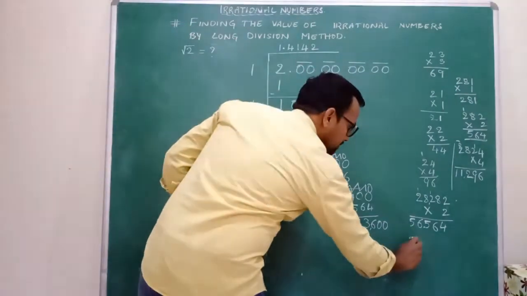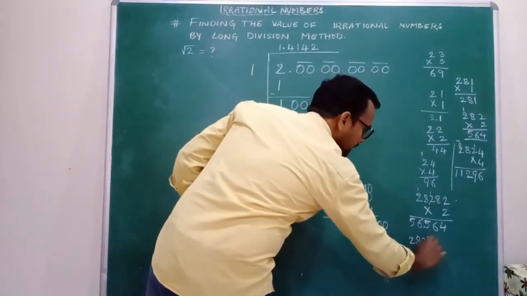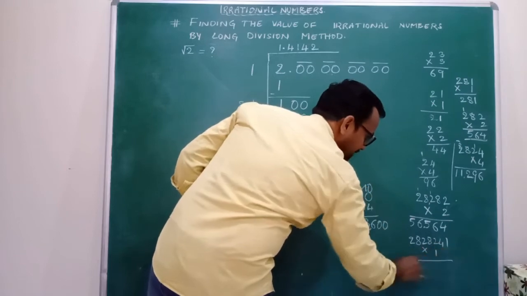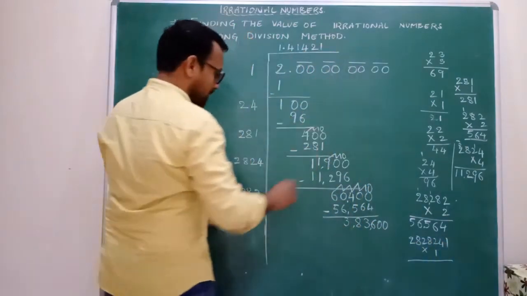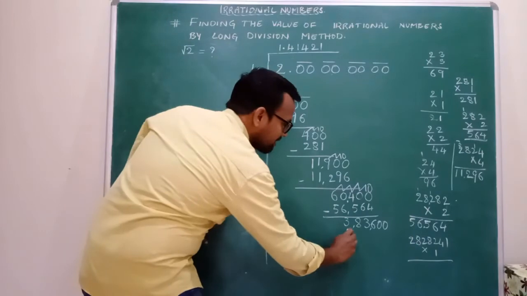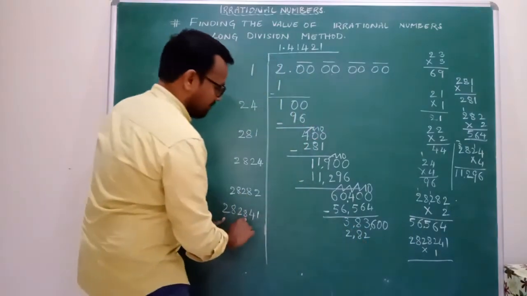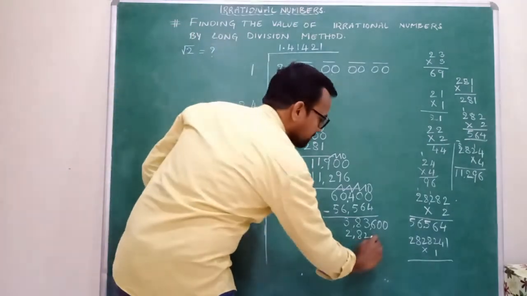28284 is there, 282824. And I'll take 1 in the units place and I'll multiply with that same number. So 1 and 1. Then what do I get? 2,82,841.